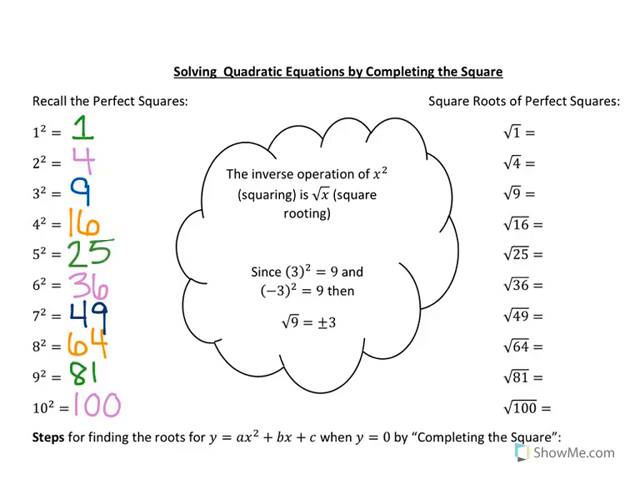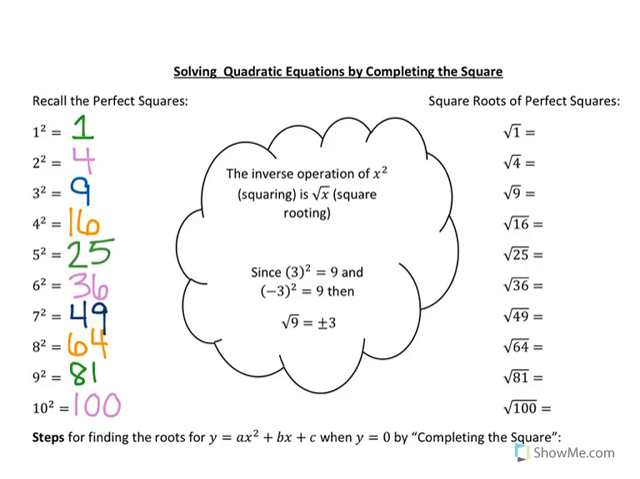So I'm hoping by now that you have these perfect squares memorized so that when you see them, you instantly recognize that they're perfect squares. So the inverse operation of squaring, meaning the opposite operation, is to square root. The example that I give is that since 3 squared is 9, and negative 3 squared is also 9, then when you do the opposite and you take the square root of 9, you're going to get either the positive version of 3 or the negative version of 3. So when you write your answer, you're going to put the plus or minus symbol before the number.